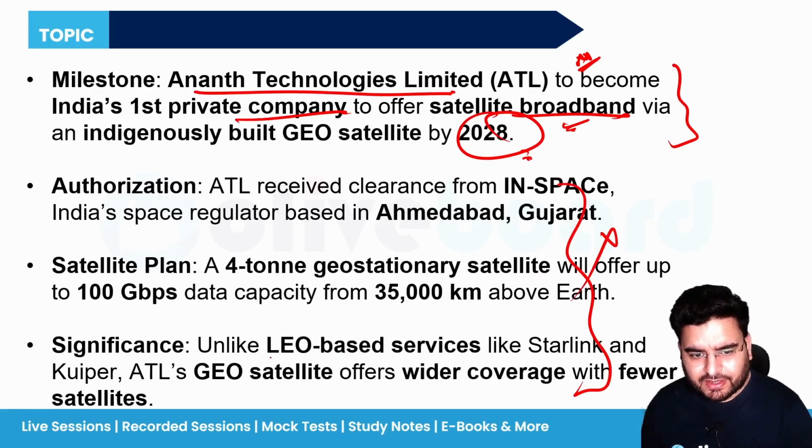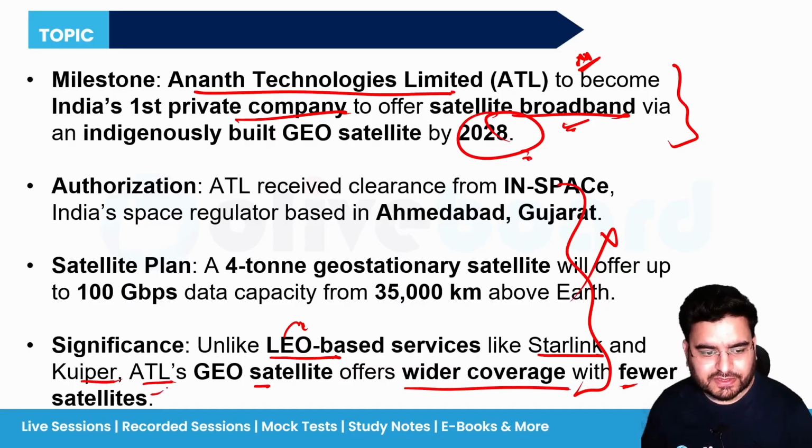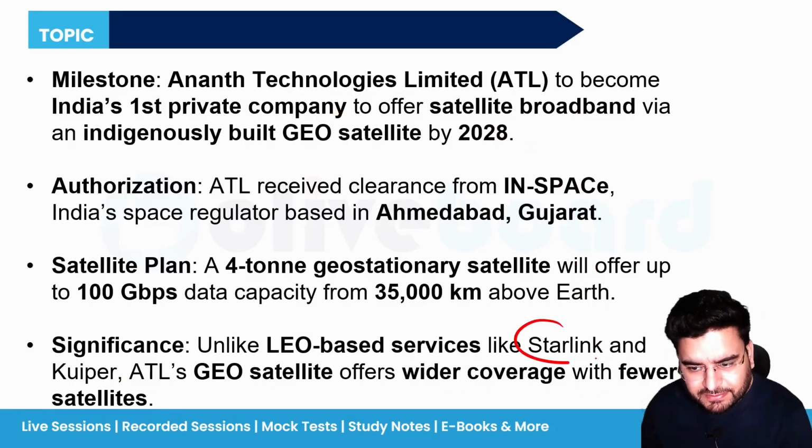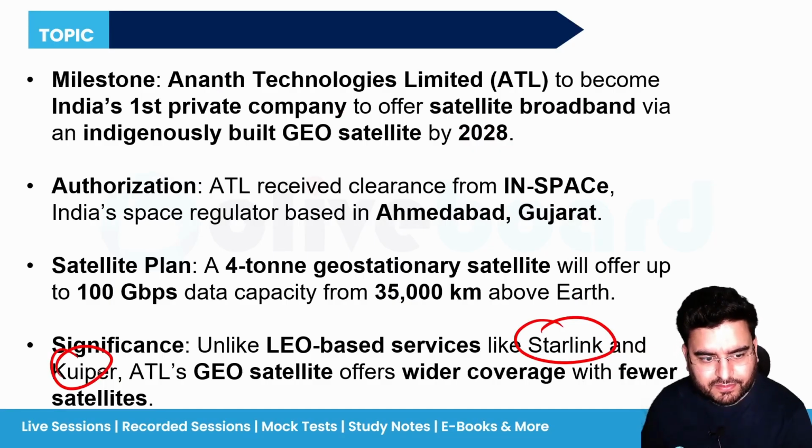See, unlike low Earth orbit based services like Starlink and QPR, a GEO satellite offers wider coverage with fewer satellites. So remember these. You have to remember these names: Starlink, QPR. Remember these things. Got it? Chalo.